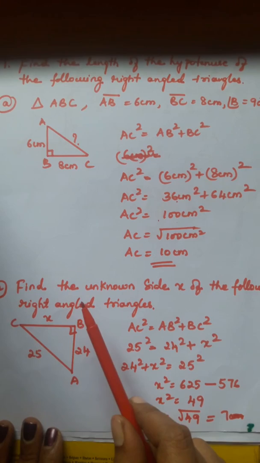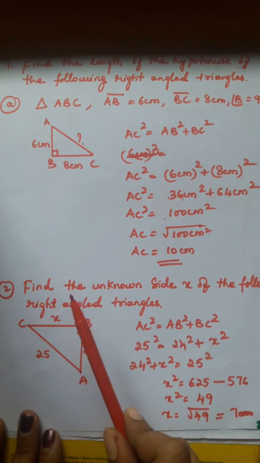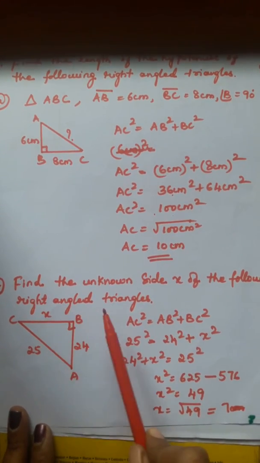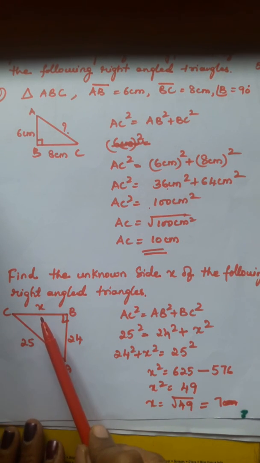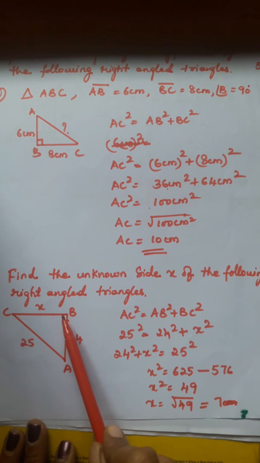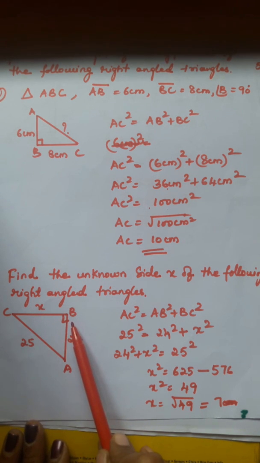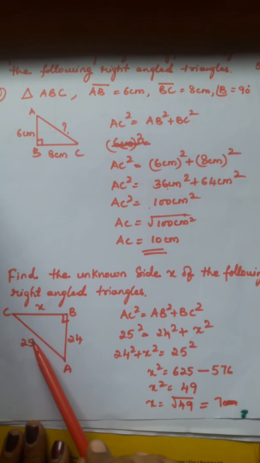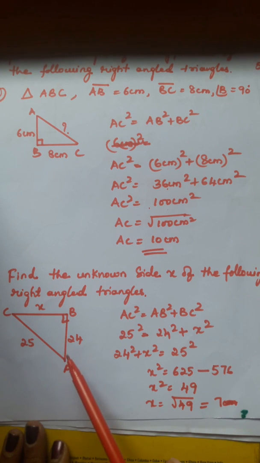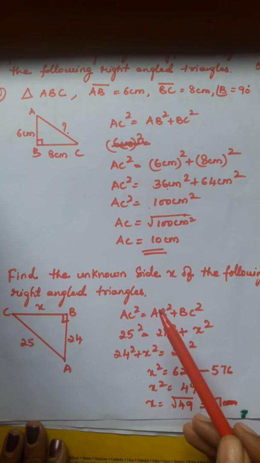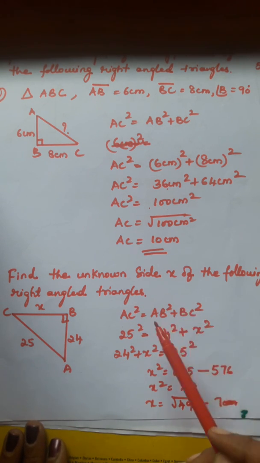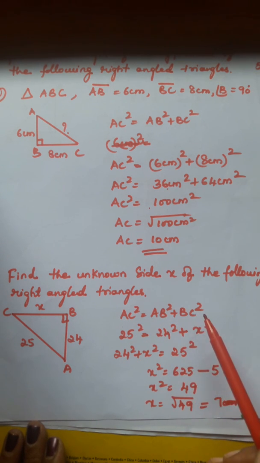Similarly, we have to find one more, the second sum: find the unknown side x of the following right angle triangles. Here angle B is a right angle. Opposite to that angle is the side AC, which is the hypotenuse. The square of the hypotenuse is equal to the sum of the squares of the other two sides. That is, AC square is equal to AB square plus BC square.